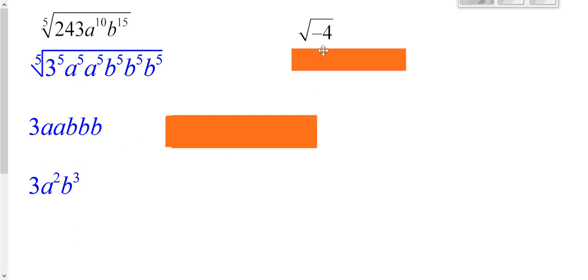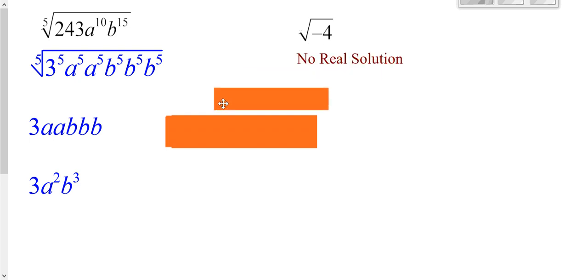So over here we have a negative inside of an even root, a square root, and so that's no real answer. If it was a negative inside of an odd root, like a third root or a 5th root or a 7th root, well, we could get answers, and you saw that on that first slide.